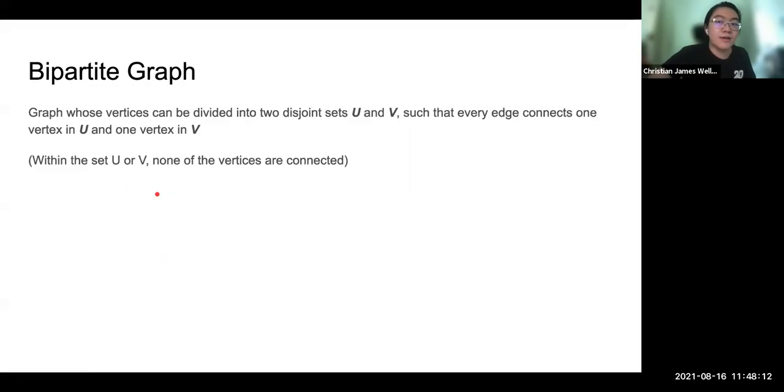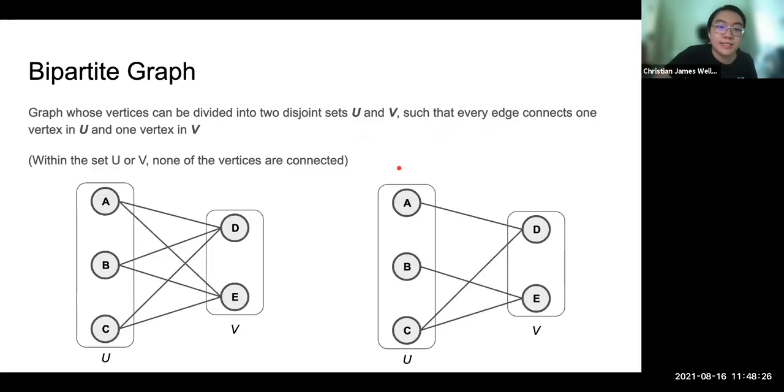Okay. So now I'll talk about the bipartite graph. A bipartite graph is a graph whose vertices can be divided into 2 disjoint sets, U and V, and every edge connects across the sets. Within the sets U and V, the vertices are not connected. So this is an example here. This is the set U, this is the set V.